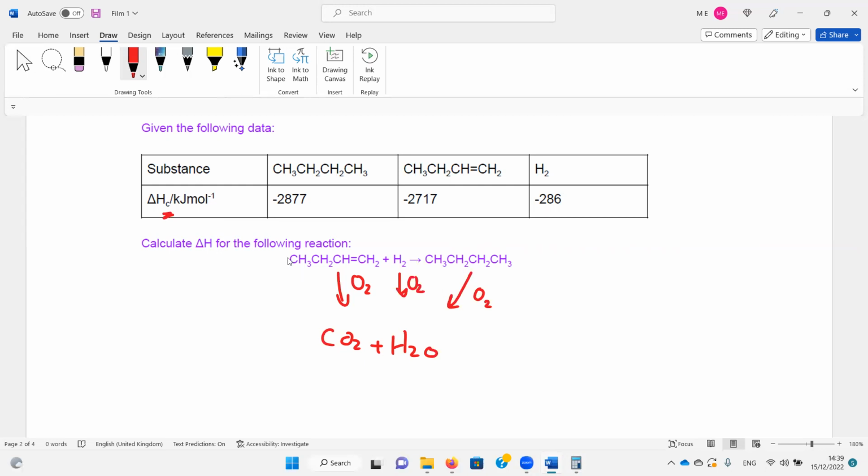So according to the definition, it's the combustion of 1 mole of your reactant or product completely to produce the combustion products. So here for the alkene, it is minus 2717. For the hydrogen, it is minus 286. And for the alkane, it is minus 2877. Okay, now let's balance the equation in relation to oxygen.